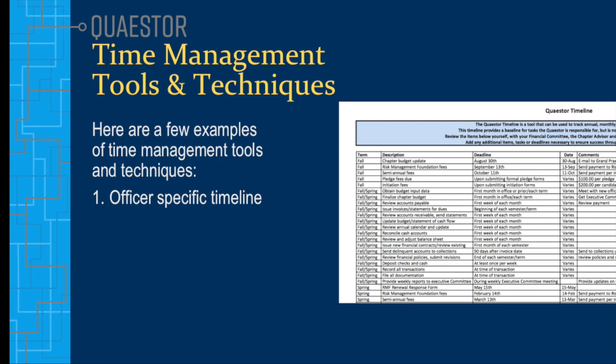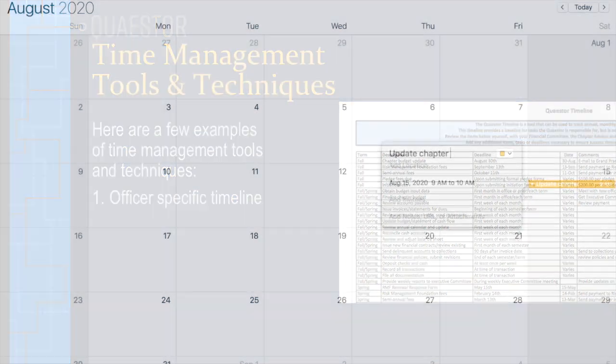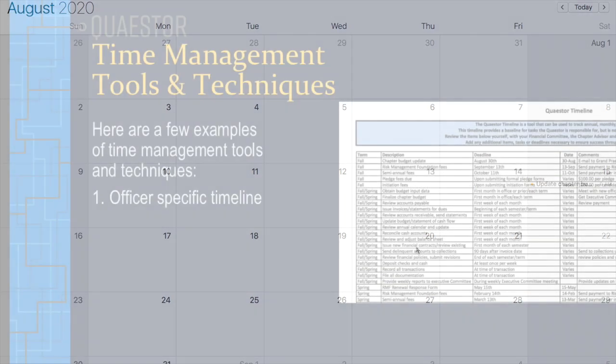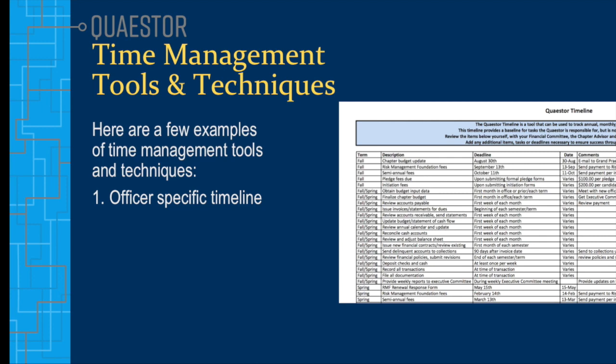Utilize the Quaestor timeline to help you see how to record upcoming tasks, to update your calendar with important due dates, and to ensure you give yourself adequate time to complete each task. Having a timeline or calendar helps reduce stress, increases thoroughness and accuracy, and ensures you complete your tasks on time.